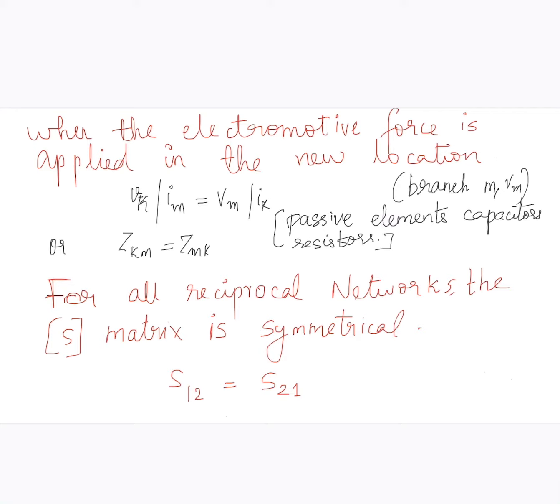So in a general way, we can write this as Vk by Im is equal to Vm by Ik, or writing it in terms of impedance, Zkm is equal to Zmk. So for all reciprocal networks, the S matrix will be symmetrical, that is S12 is equal to S21.